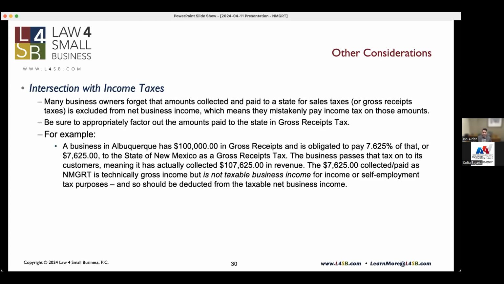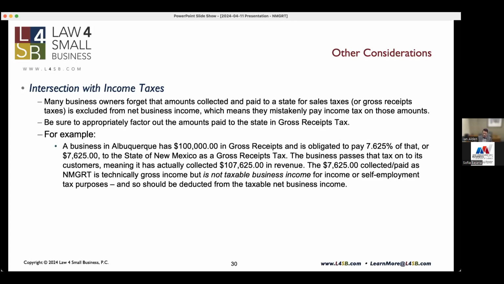A lot of business owners mistakenly pay income tax on the full amount they collected, which means the 107,000, even though a lot of that was tax that was payable to the state. That $7,625 is not taxable business income for income or self-employment taxes. You just need to make sure that you deduct it from your business income before paying tax on what's called the net business income. It's a very specific deduction that you need to take, but if you don't take it, you could end up paying income tax on money that isn't really your income. So keep that in mind.